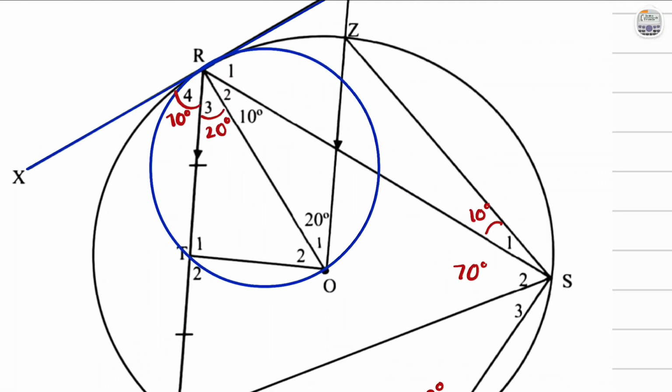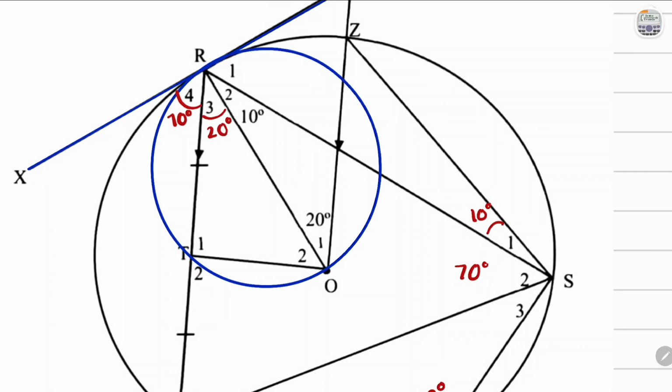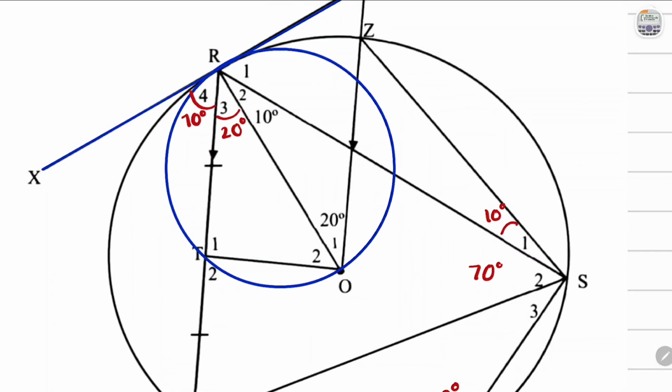So let's think about it now. This is R, T, and O. We are only allowed to use those points on the circumference of this circle because we want to prove that it's a tangent to this circle. So we can look at it like this. The angle between the tangent and the chord in this circle, which is RT, is this angle, 70 degrees. And the angle supported by that same chord in this little blue circle would be angle O2.